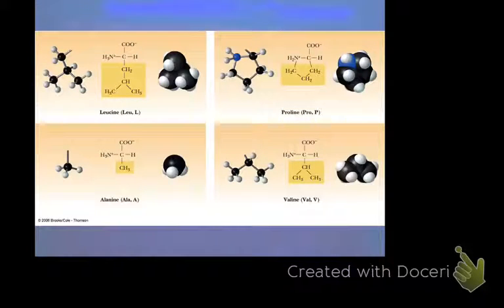So we're going to do a quick review because we're going over the 20 amino acids. Naturally, I should say 20 naturally occurring amino acids. These are the ones that are used to make proteins in vivo.